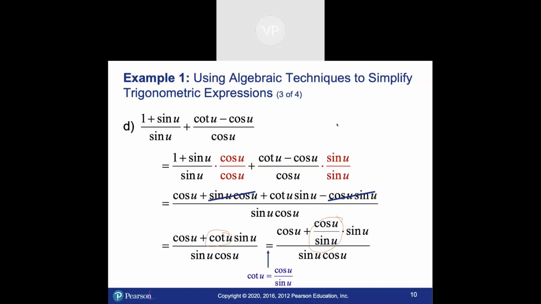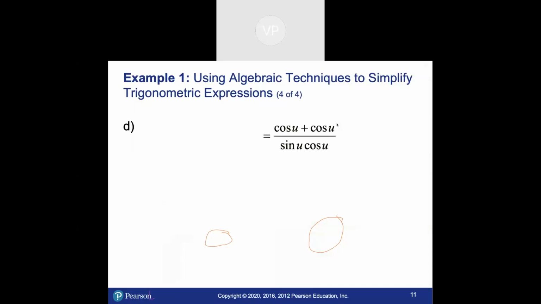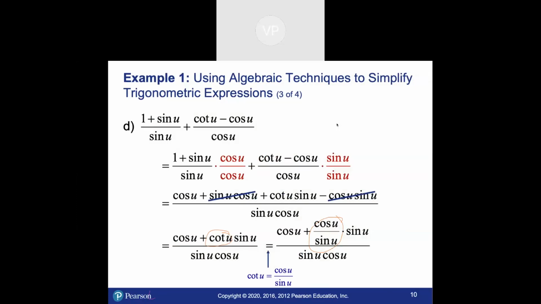And then, of course, look what happens. The sines are going to cancel off. Uh-oh, sorry. Yeah, they didn't. Let's kind of show this. I don't know if that's the same problem, but we'll do it ourselves. So these sines are going to cancel off. And what you should get is a cosine plus cosine on the top. And on the bottom, you get a sine u cosine u.